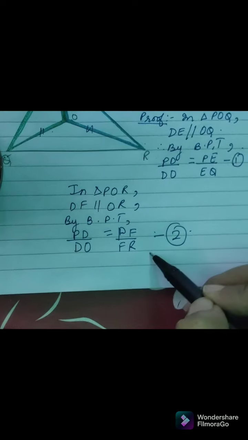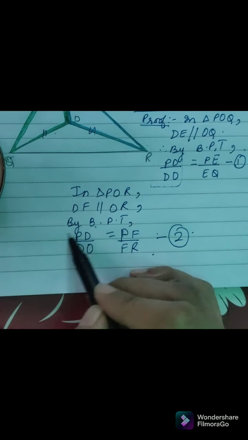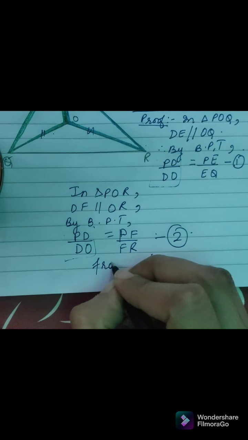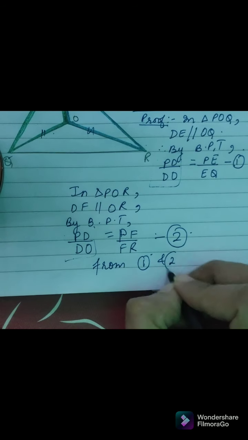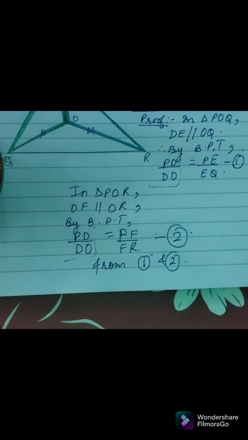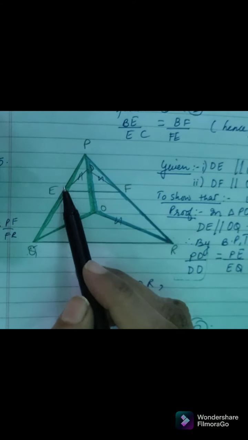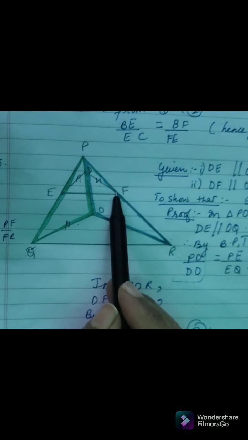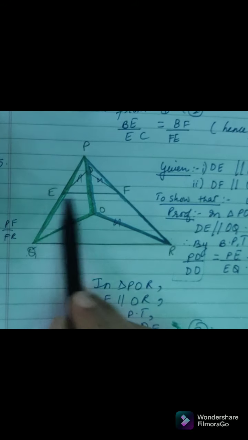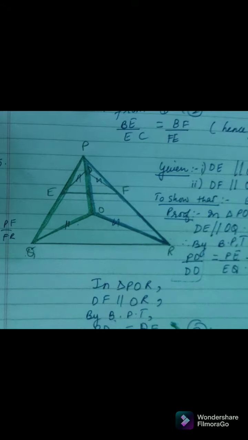Now look at 1 and 2. My left hand sides are equal. Yes or no? So therefore my right hand side will also be equal. So what do I get? I get PE upon EQ is equal to PF upon FR. So marking this as 3. Now if you go back to the figure and see PE upon EQ is equal to PF upon FR, this means EF is parallel to QR.